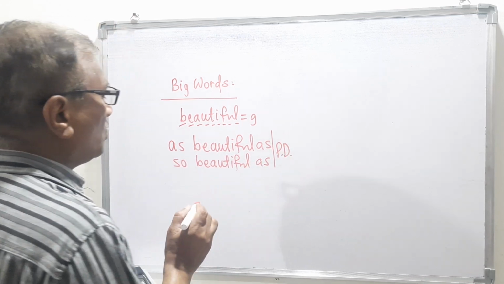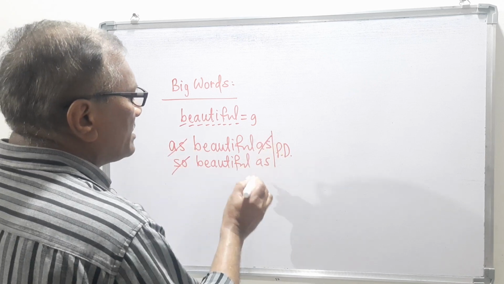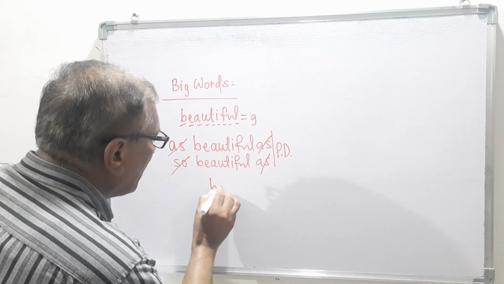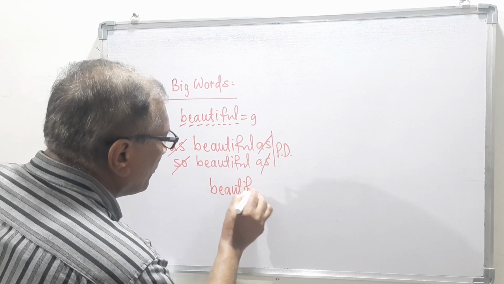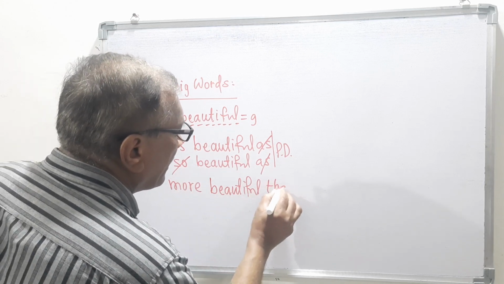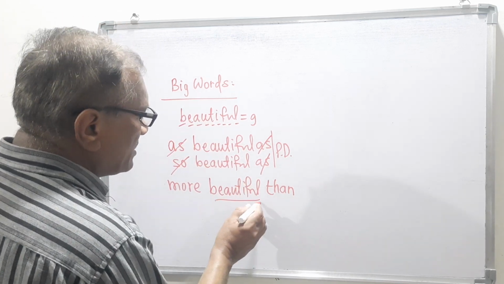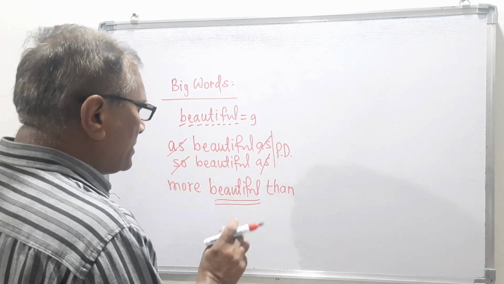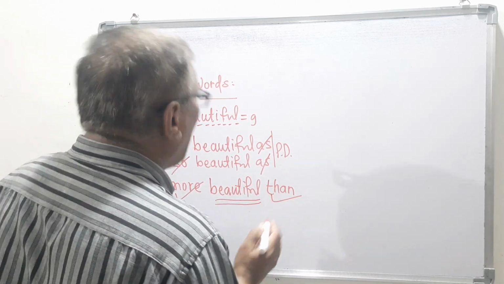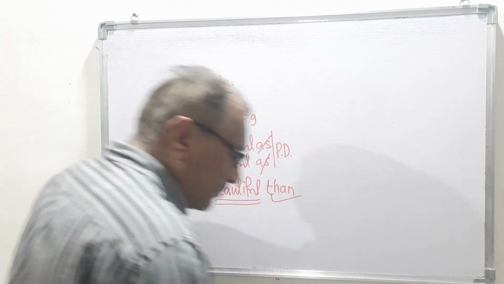And if we want to make the CD form, then "as so, as so" will be removed, and "more" will be placed before the adjective, and then there will be "than". So remember, when the big word is there, the big adjective or adverb, put it in between, then write "more" here and "than" here, and in this way we can make the degree forms from the big words.